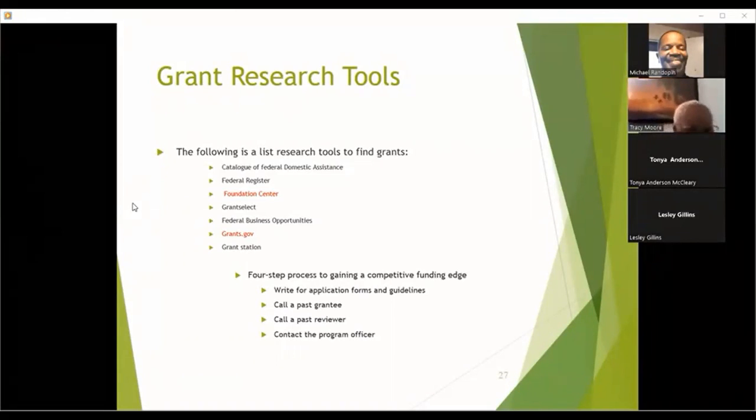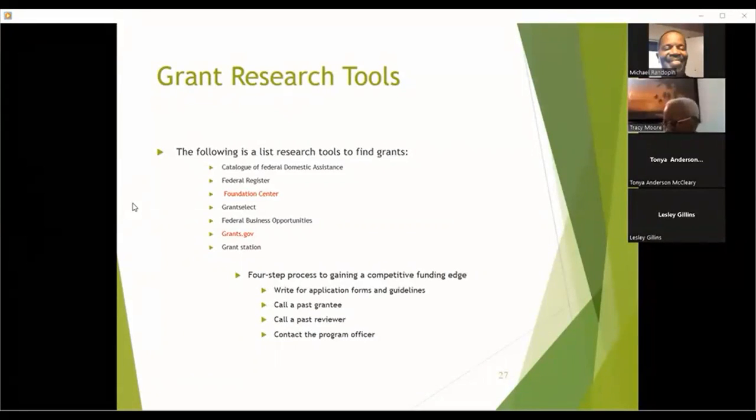What's important about this is that if you try to access this information online, you wouldn't be able to find it, because most funders do not have that information online. But the Foundation Center does, as well as grants.gov. Grants.gov is for when you're going for federal grants.